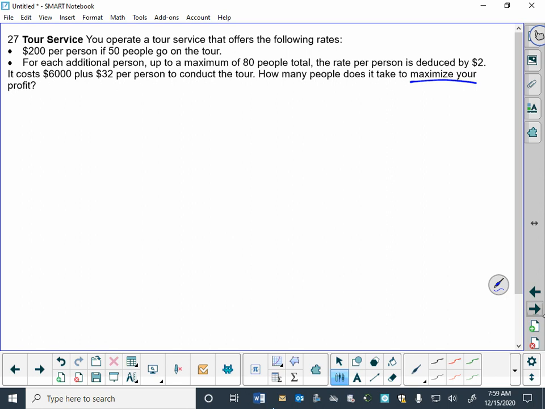Okay, so we want to, again, maximize profit. Profit is revenue minus cost. And in this case, we're talking about numbers of people. So the profit for n passengers is the revenue for n passengers minus the cost for n passengers. So let's see if we can come up with a revenue. We have normally $200 per person if 50 people go on the tour.